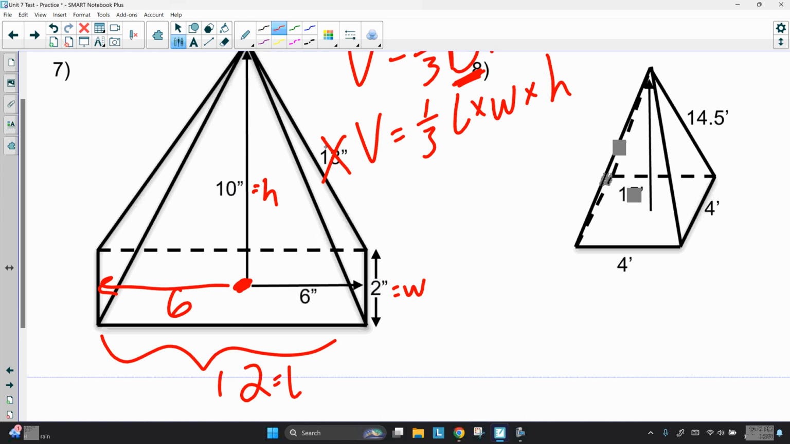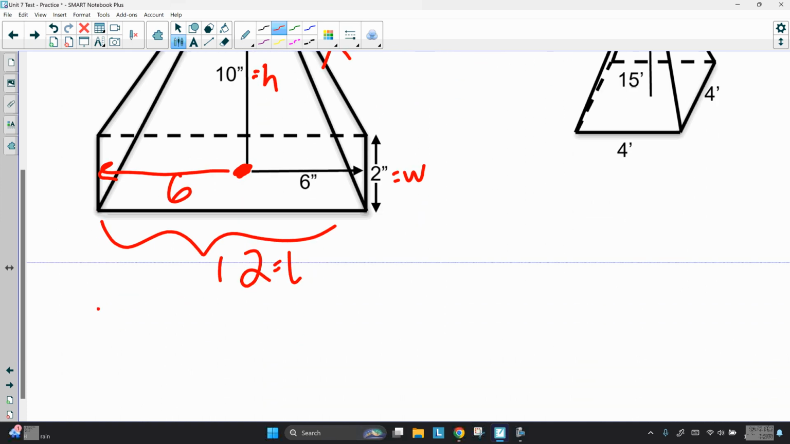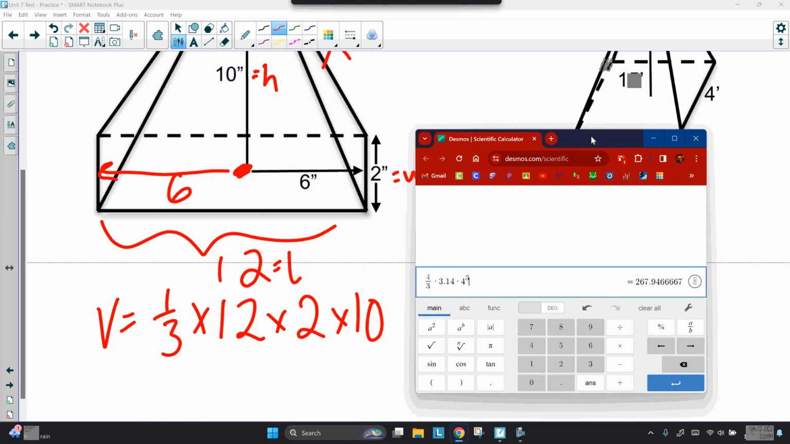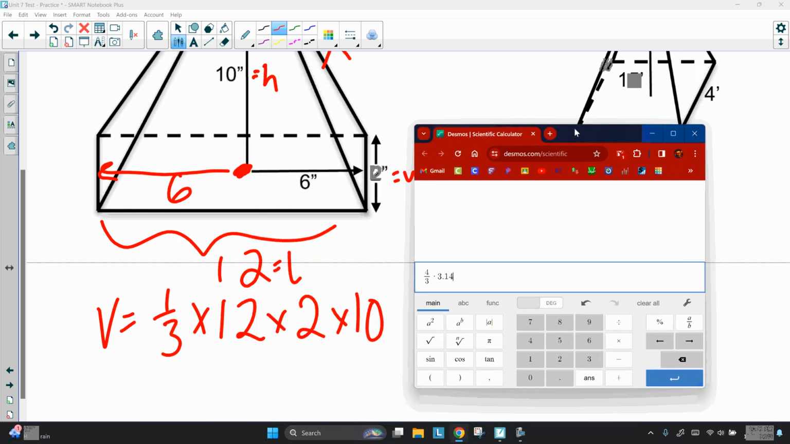So volume for this pyramid will be 1/3 times length 12 times width 2 times 10 for the height. Again, we're going to pull up Desmos and move it over here to the side so we can see what we're typing in. I'm going to clear all this for us. And we're going to go 1 divided by 3 times 12 times 2 times 10. And indeed, we get 80. So, that is the volume for this one.